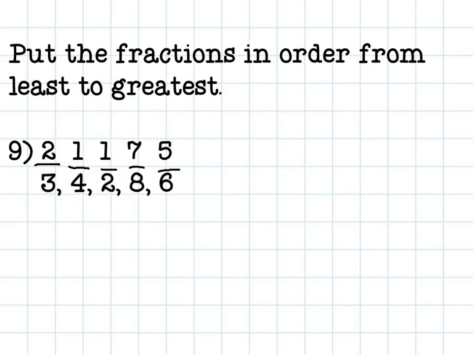Okay, now, sometimes you'll be given a group of fractions and be asked to put them in order from least to greatest. Since we are doing pre-algebra, anytime we put them in order from least to greatest, we use a less than sign in between the numbers. But in order to put them in order, we need to find a common denominator. We need to find a number that 3, 4, 2, 8, and 6 all go into.